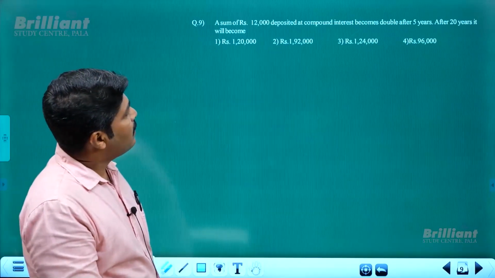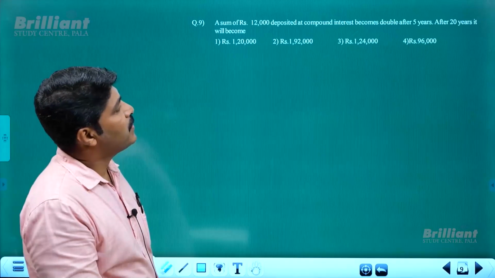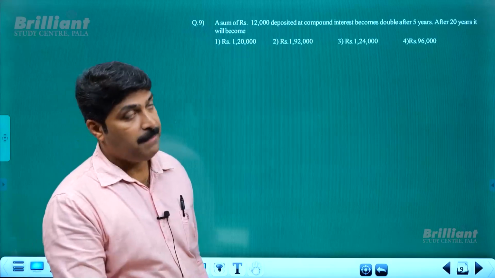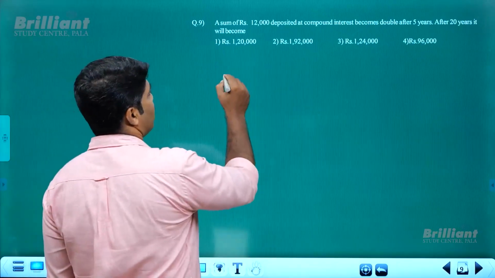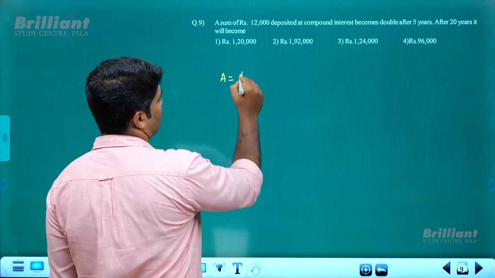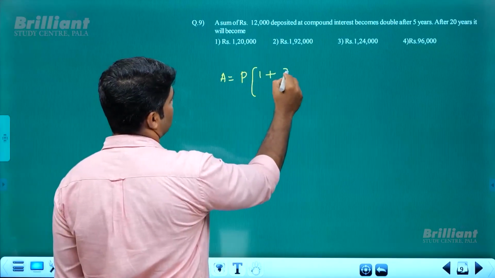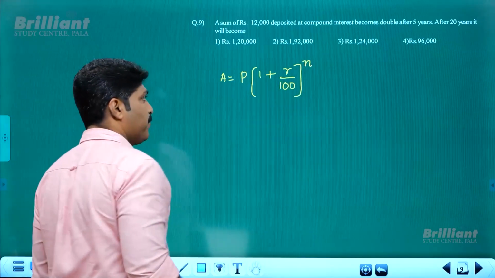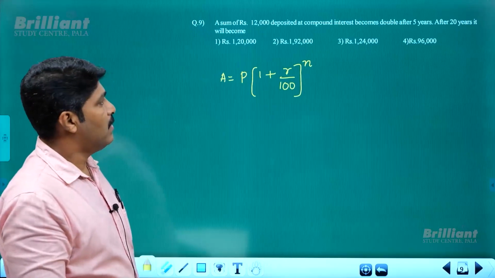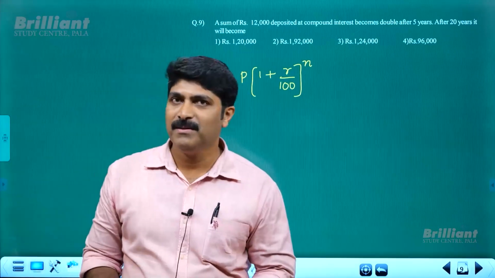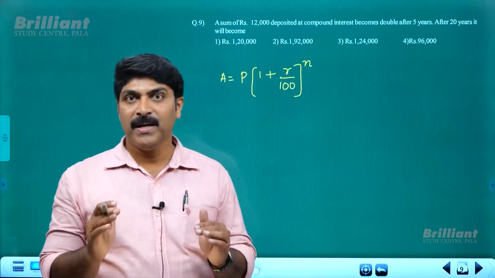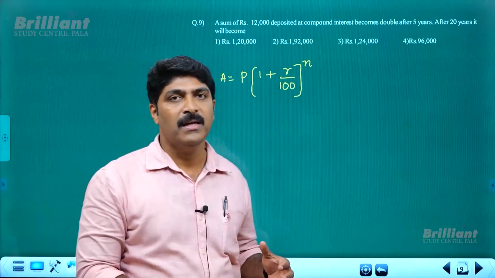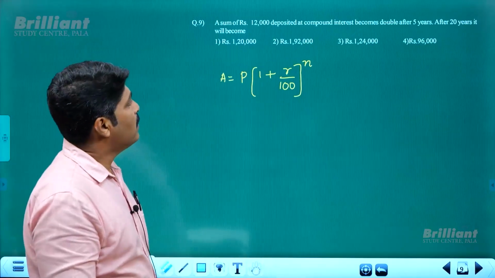A sum of 12,000 deposited at compound interest becomes double after 5 years. After 20 years, it will become? Another very important question. For this one, consider the result for finding the amount under compound interest: P into (1 plus R by 100) the whole raised to n. You just recall the results of each and every topic. That's very important. Based on that understanding only, you can develop a clear picture of how to reach the final answer of these questions. So this is the basic result.